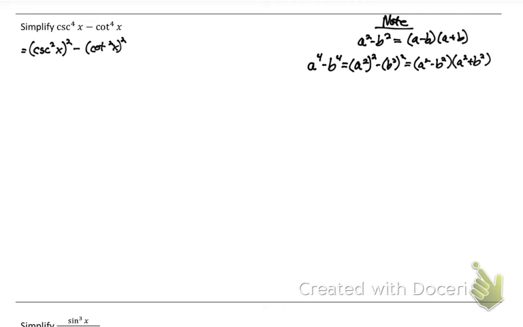The only thing is that these are my a's and b's. So once again, I'm just picturing this element is my a, this element is my b. That a squared minus b squared equals a minus b times a plus b. So in this case, my a is cosecant squared, so we'll have cosecant squared x minus cotangent squared x times cosecant squared x plus cotangent squared x.